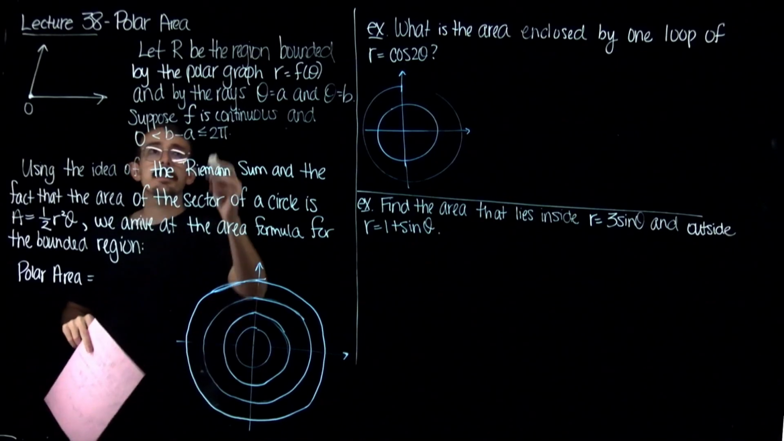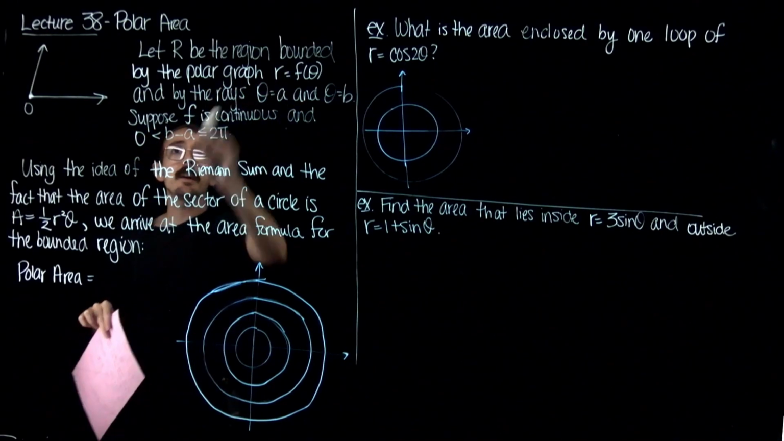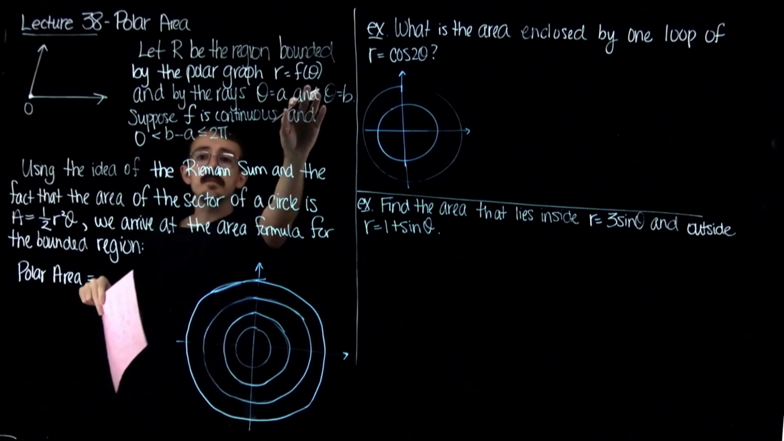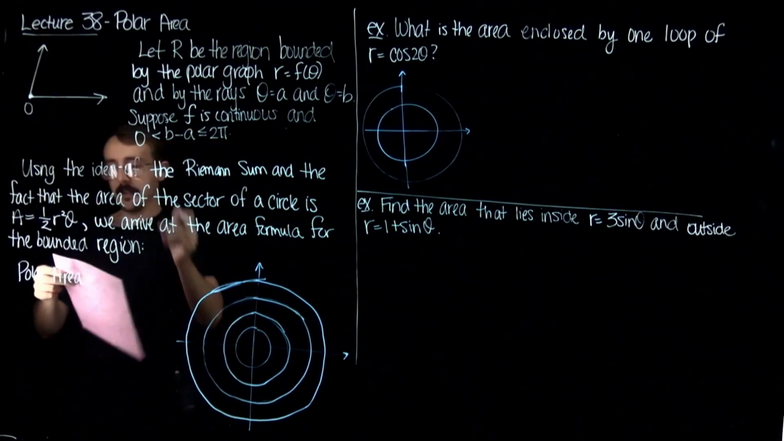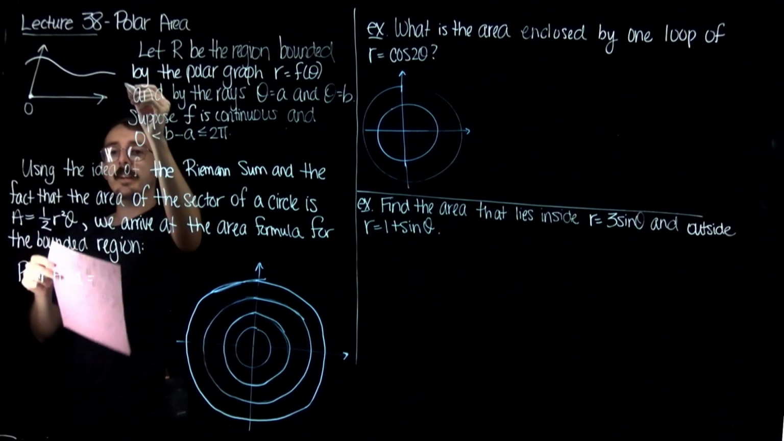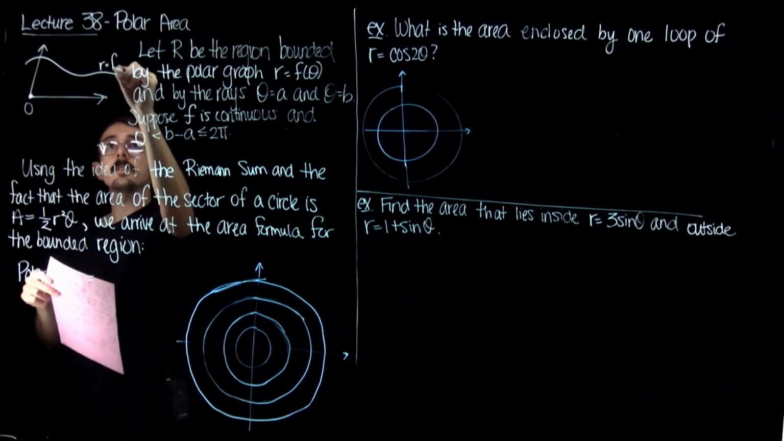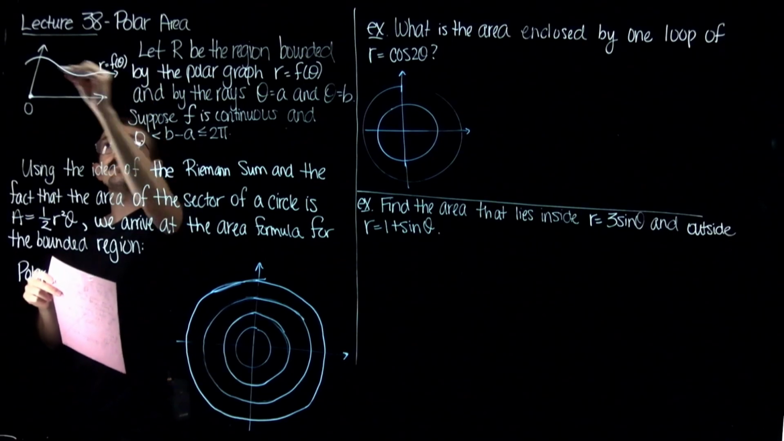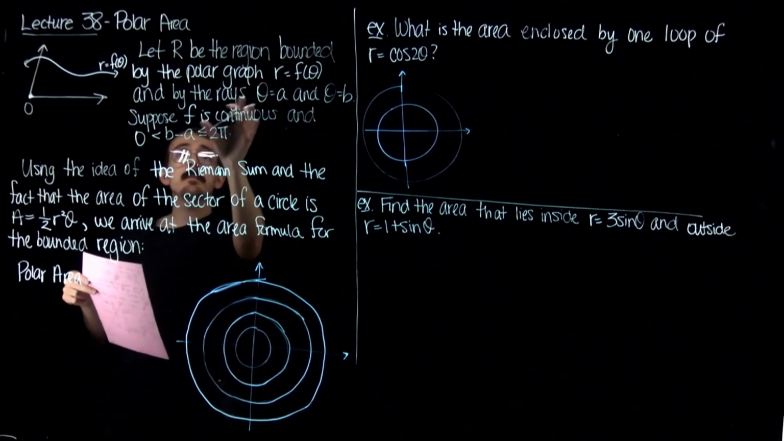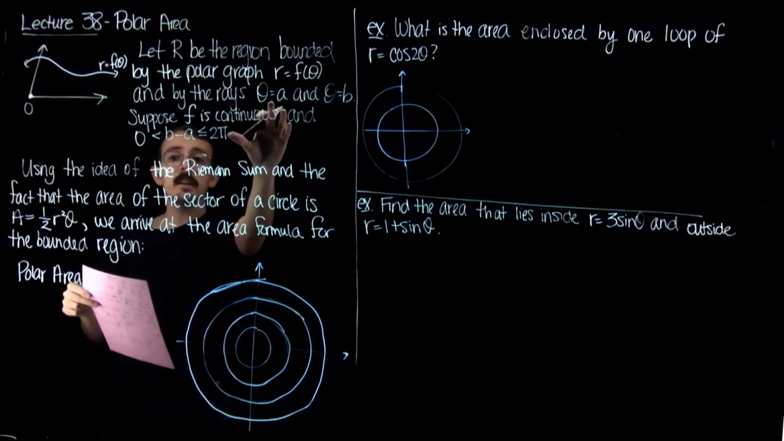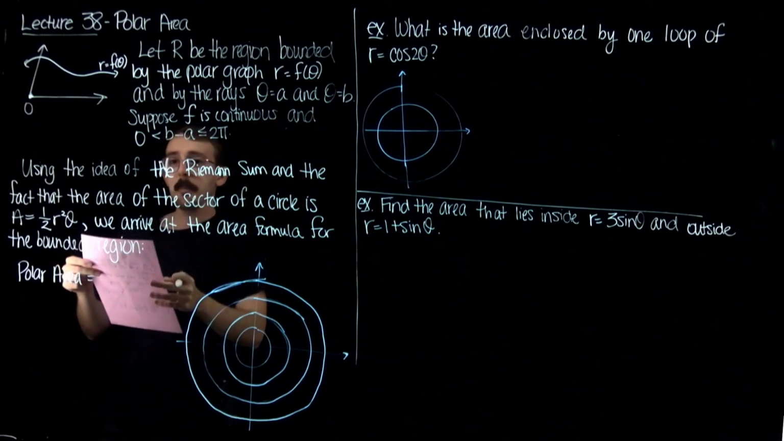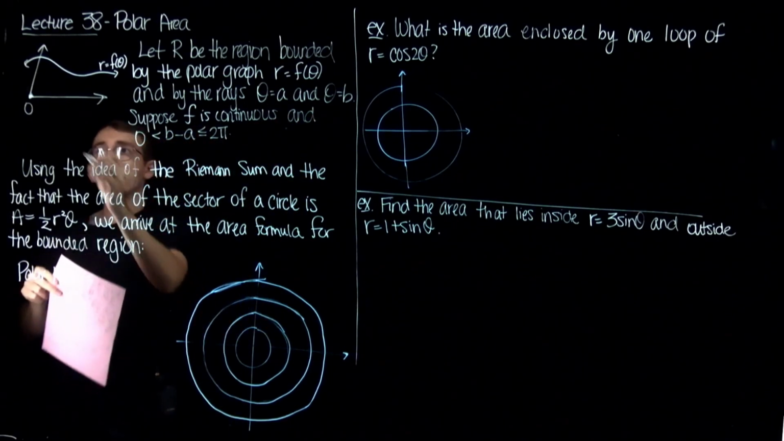We're going to suppose R is a region bounded by a polar graph, r equals f of theta. I'll go ahead and draw that equation right here. Let's pretend that this graph right here is r equals f of theta. And also, the region is bounded by two rays: theta equals A, and another angle, theta equals B. I'll go ahead and mark that on my graph as well.